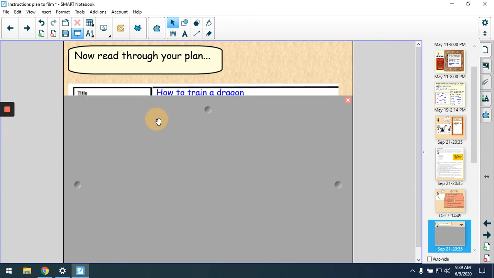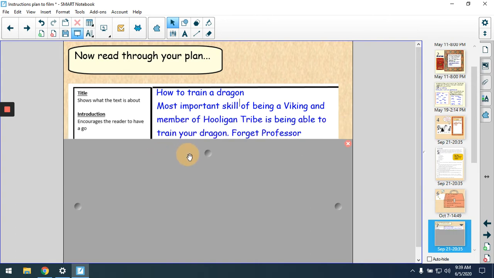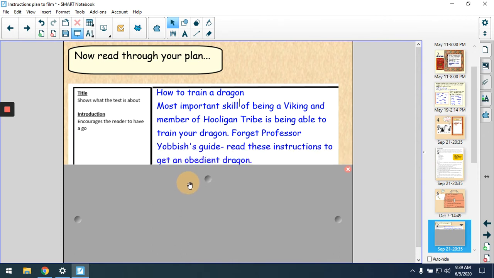We're going to take the instructions a step at a time. So in the first section, we have our title, and our title is How to Train a Dragon. And then we need an introduction. Now you need to remember the introduction. This is your plan. It's going to be quite brief. You're writing it in note form.